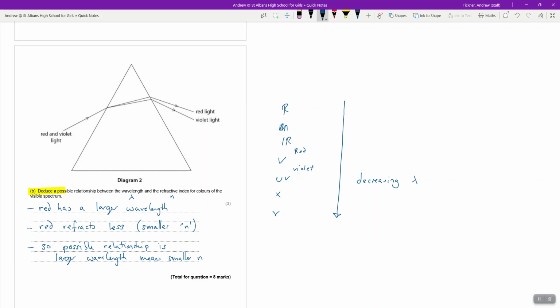Okay, that's all that means. Deduce a possible relationship. You don't need to. There's nothing that you need. There's no recall. There's nowhere that says this is the relation you need to know. But where do we get there?